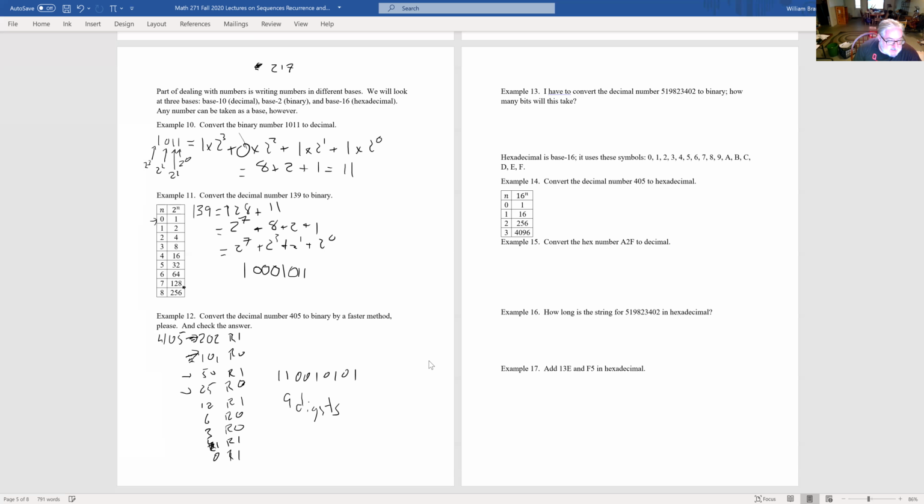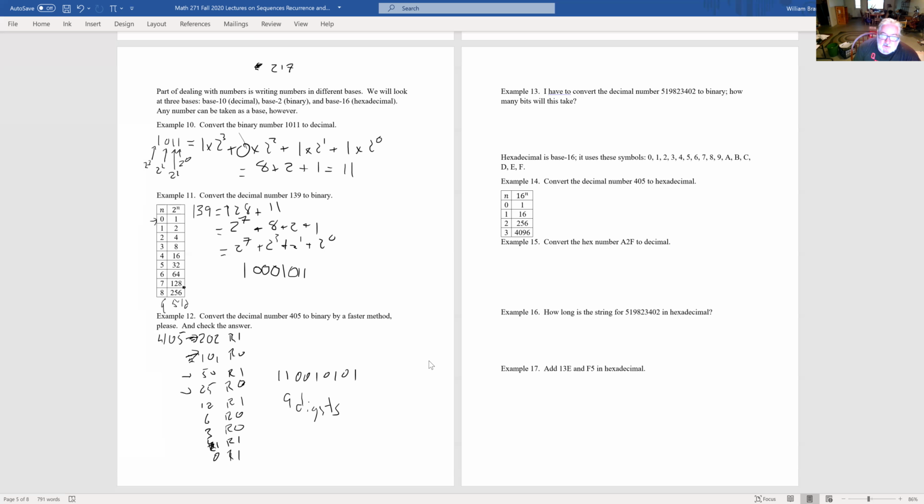And why is that? It's because 2 to the 9th is 512, and 405 is between 256 and 512. So in general, if we want to convert a number to binary and we want to know how many bits that takes, every bit is either a 0 or 1. How many bits of memory do I have to have if I want to store this number in binary?